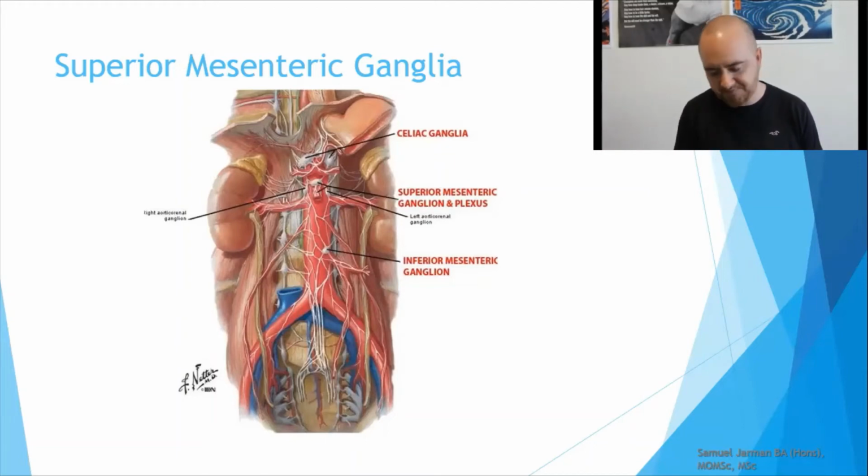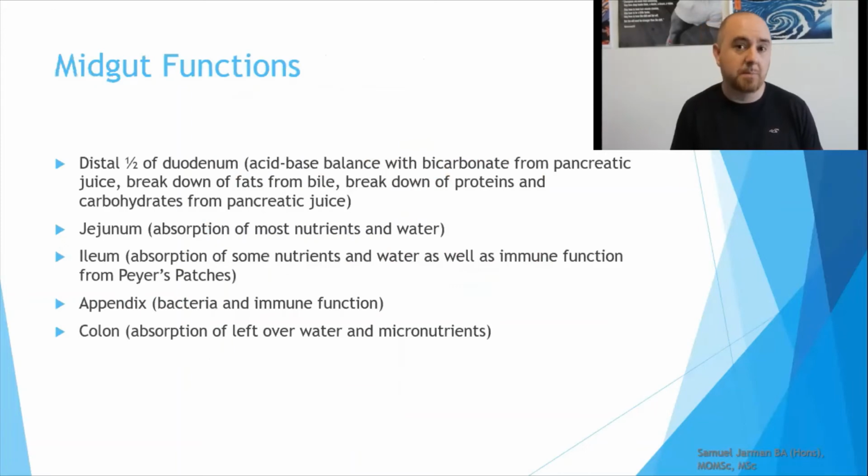Now, the midgut function. The distal half of the duodenum is essentially acid-base balance with bicarbonate from pancreatic juice, so that's really aimed at the chyme itself. The partially digested bolus of previous food that has come through the first half of the duodenum from the stomach is quite acidic. So the bicarbonate in pancreatic juice is going to neutralize that, bring it back to a neutral place.